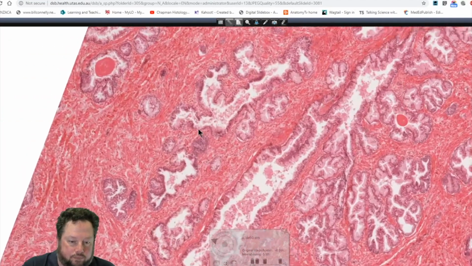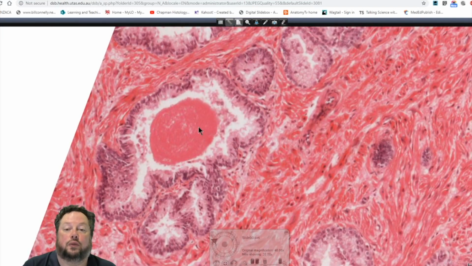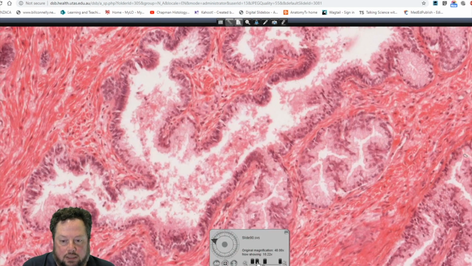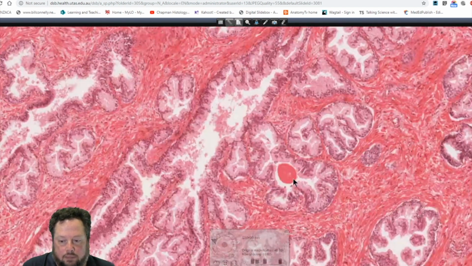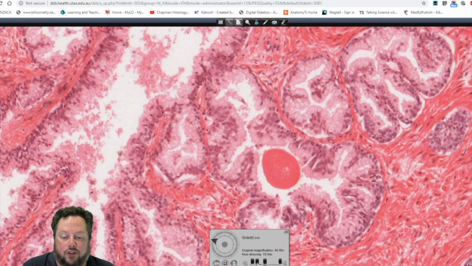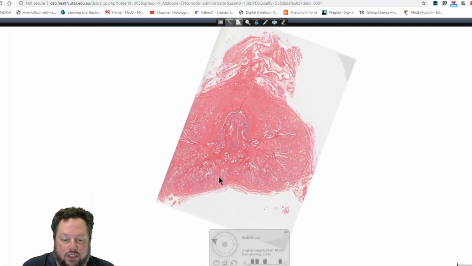Here they are, look. So this is what we refer to as a prostatic concretion, very acidophilic. They often have these layers, which we call lamellae. I did see another one over here. Where is it? Here. Yeah, so there's another one here. That's a prostatic concretion, and it's very classic in the lumen of the prostate gland. If you can see those, then that's a good indication you're looking at a section of the prostate.